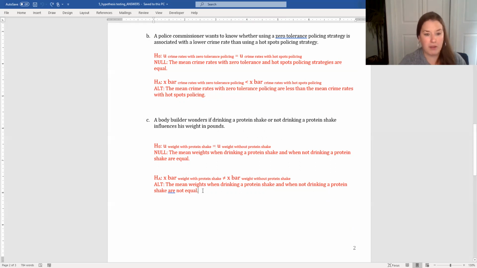For the alternative hypothesis, writing either H1 or HA, X bar, your group here is exactly the same. And the thing that goes in the middle then is depending upon how this question is worded. Does this say anything about if we think the weight is going to be less or more with a protein shake? It doesn't say. It just says he wonders if drinking it influences his weight. It doesn't say one is greater or less than, so we know this is a non-directional alternative hypothesis.